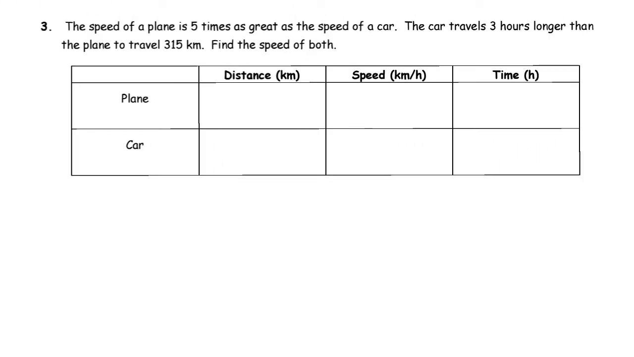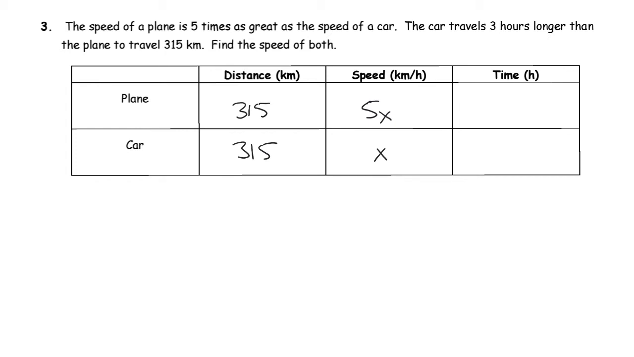Okay, so now for this problem, we read that the speed of a plane is 5 times as great as the speed of a car. Okay. So right there, we know that the speed of the car, if we call that just x, we know that the speed of the plane must be 5 times as great as the speed of the car, so 5x. And then we've got that the car travels 3 hours longer than the plane to travel 315 kilometers. Okay, so we've got this 315 here. Okay, the 315. And now it says 3 hours longer.